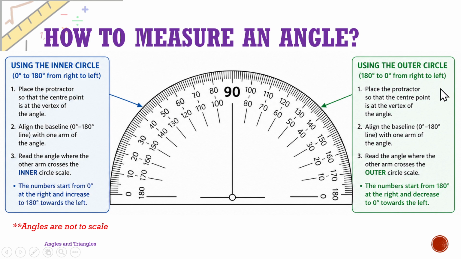Similarly, using the outer circle, you would start from 180 to 0. You will again place the protractor so that the center point is at the vertex of the angle. Align the baseline, that is the 0 to 180 line, with one arm of the angle, and this time you're going to read the outer circle. The numbers are going to start from 180 at the right and decrease towards 0 on the left.